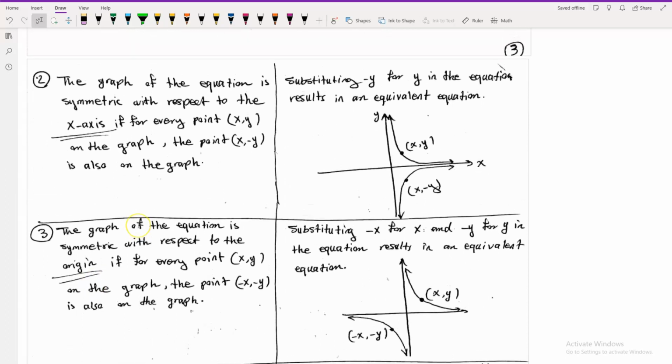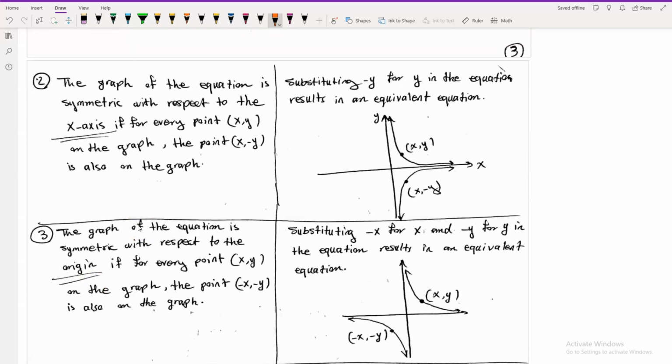Next one, the graph of the equation is symmetric with respect to the x-axis if for every point x comma y on the graph, the point x comma negative y is also on the graph. So here, instead of negative x, now we have negative y, because this is with respect to the x-axis. So whenever you have the x-axis, you substitute negative y for y to see if you get an equivalent equation. If you get an equivalent equation, that means your graph is symmetric with respect to the x-axis.